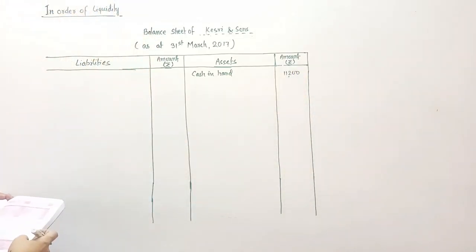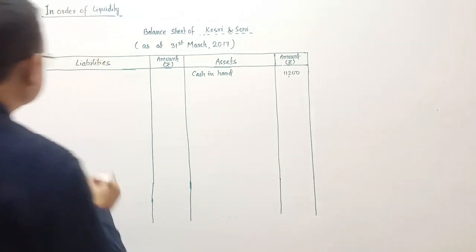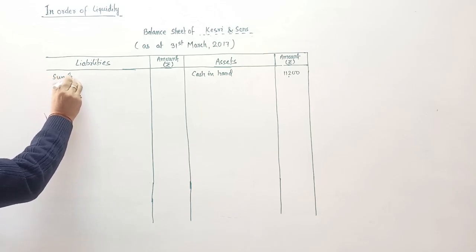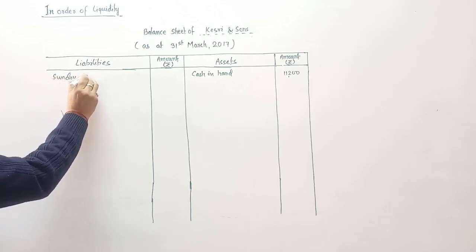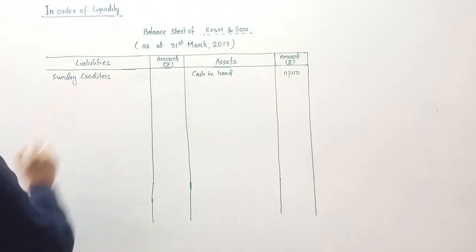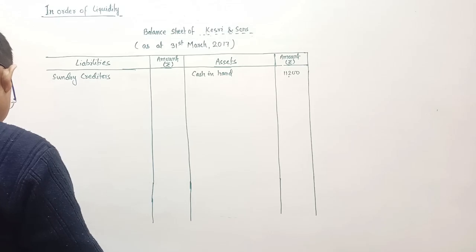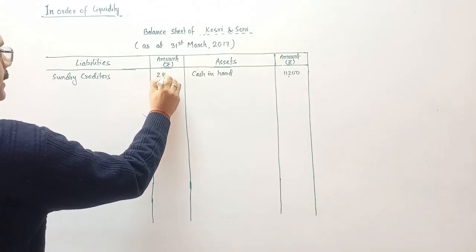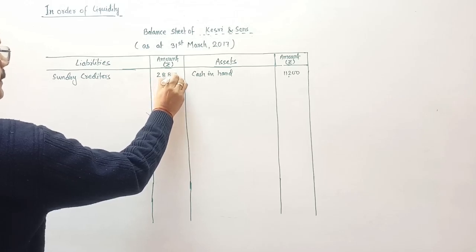Thereafter, next is sundry creditors. Sundry creditors is a liability. You write this side, it's a current liability, so current liability will be at the top. Sundry creditors, you write this side. In the liability side, it's a current liability. So creditors is 28,800. It's a current liability.